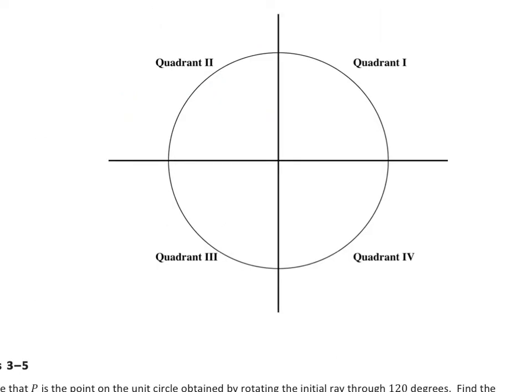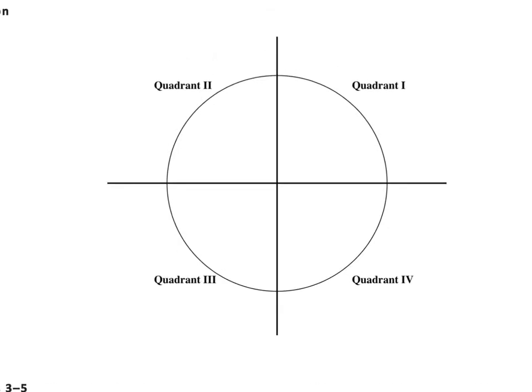These are the quadrants. Quadrant 1 has plus plus for its coordinates. Quadrant 2 has negative plus. Quadrant 3 has negative negative, and quadrant 4 has positive negative. That is important to remember.